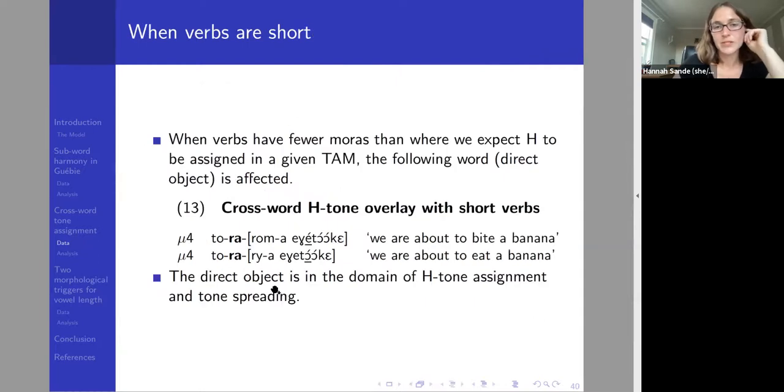So when verbs have fewer moras than where we expect the high tone to be assigned, the following word, in this case the direct object, is affected. These are the examples we saw before with the inceptive, which assigns a high tone to the fourth mora. In this first example, we have two moras in the verb stem. We keep counting 3, 4, and the high tone starts on the second mora of the object. In this second example, we only have one mora in the verb stem, and we keep counting 2, 3, 4, and we start on the third mora of the object and spread to the penult.